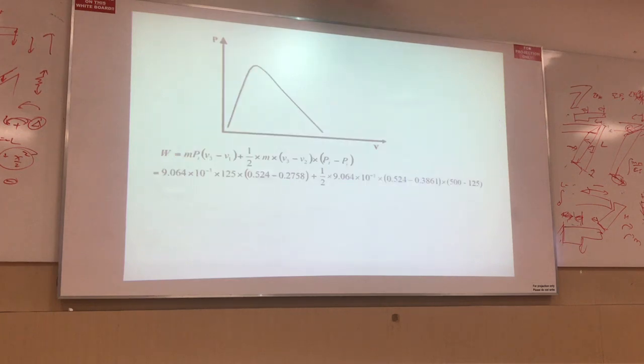Right. What is the initial pressure? Tell me. 125, right? 125 kilopascal. This is P1, which is 125 kilopascal. What is the final pressure? 500 kilopascal. Yeah, 500 kilopascal I can write here. This is P2 or P3, right? 500 kilopascal.